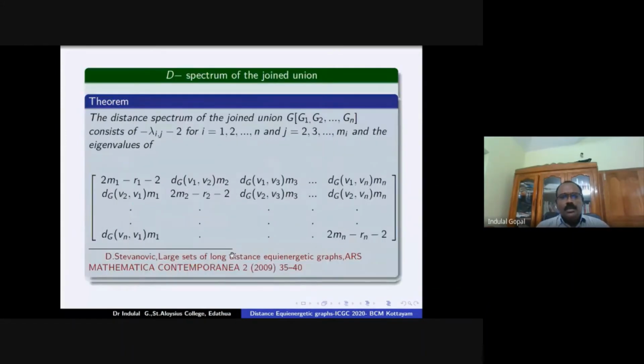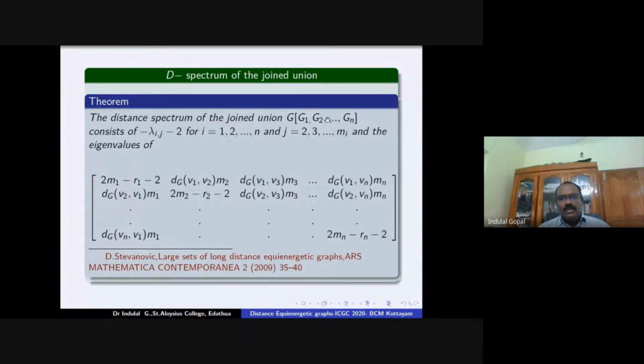And we obtained the distance spectrum of the joined union. If G1, G2, etc. Gn are regular with eigenvalues respectively lambda ij's, then the distance spectrum of the joined union of G1, G2, etc. Gn consists of these numbers: minus lambda ij minus 2 for i equal to 1, 2, 3, etc. and j equal to 1, 2, 3, etc. mi, different from the regularities, and the eigenvalues of this n by n matrix. We call this matrix the auxiliary matrix.